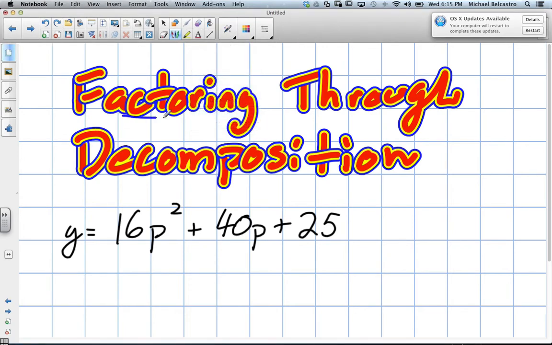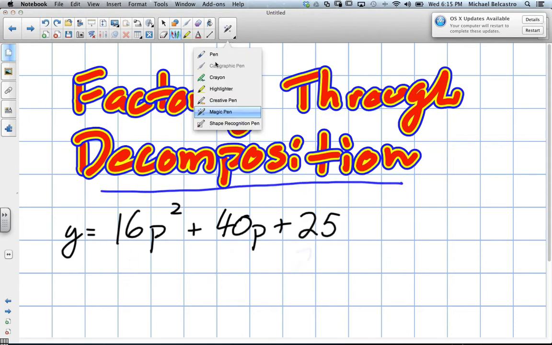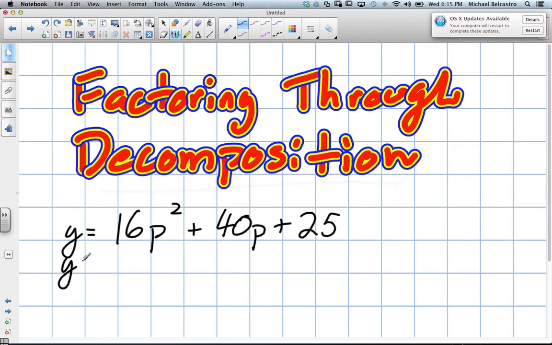We're going to go through factoring a trinomial, but this time it's through something called decomposition. We still have to be able to revert to this as our A, B, and C, so we have to figure out what is what. In this case, what would be our A? 16. That's right, 16. What would be our B term? 40. That's right. And our C term? 25. Excellent. C term 25.